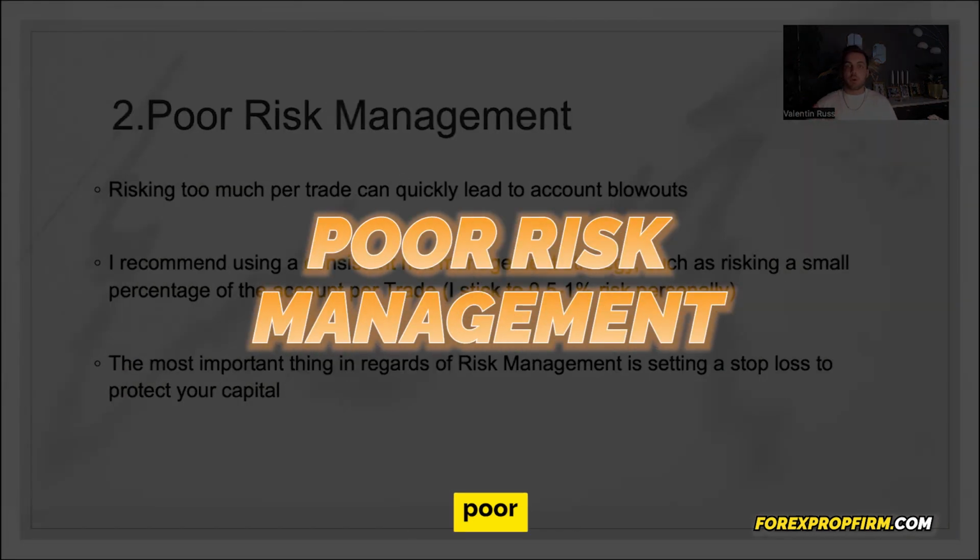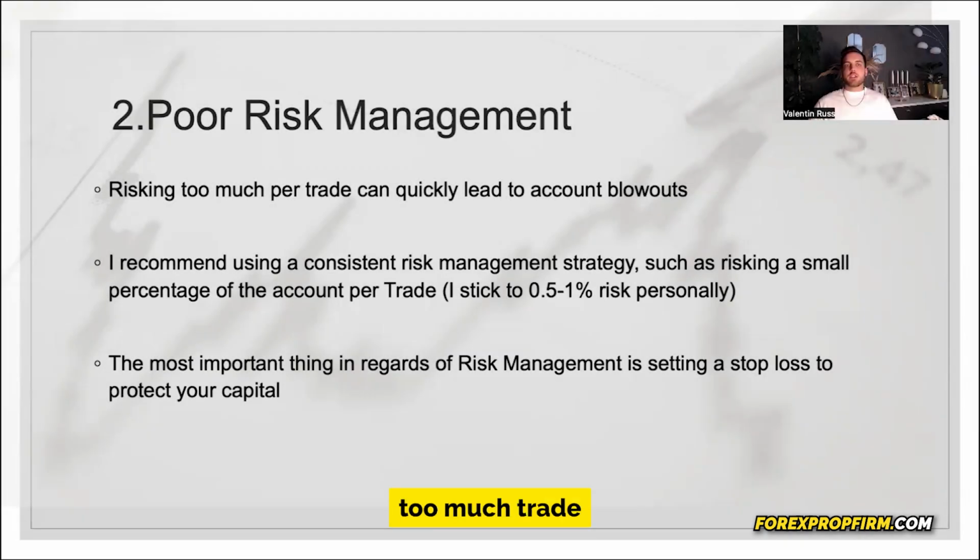Number two, poor risk management. Risking too much per trade can quickly lead to account blowouts, especially if you're thinking about a daily drawdown limit. Let's say you have a daily drawdown limit of 4 or 6 or 8% or whatever. You are definitely likely to blow an account if you're risking too much. I personally recommend using a consistent risk management strategy, such as risking a small percentage of the account per trade. I stick to 0.5 to 1% risk personally.